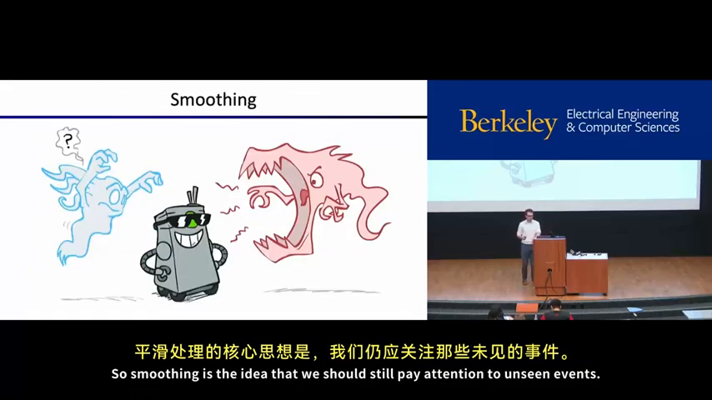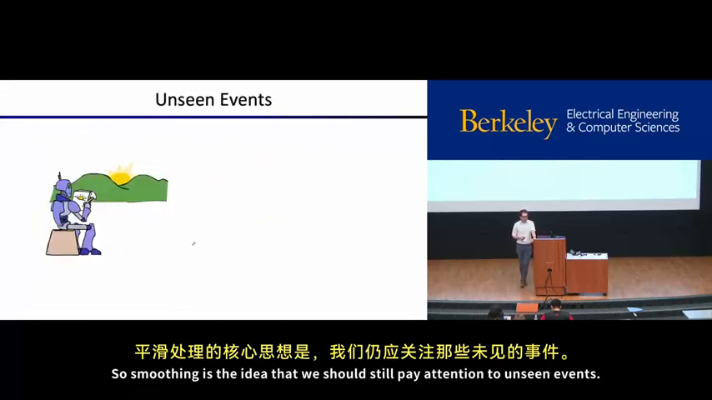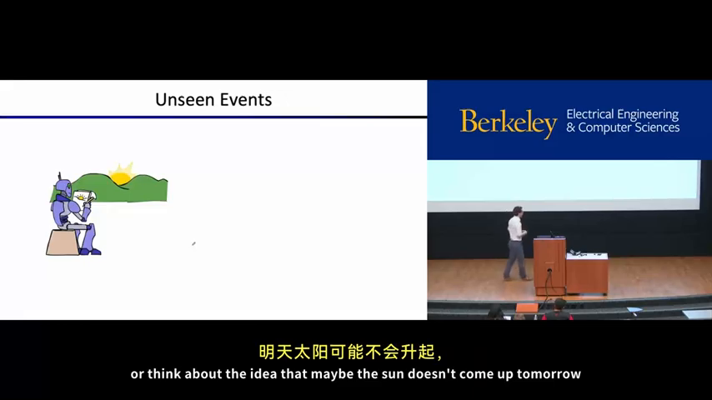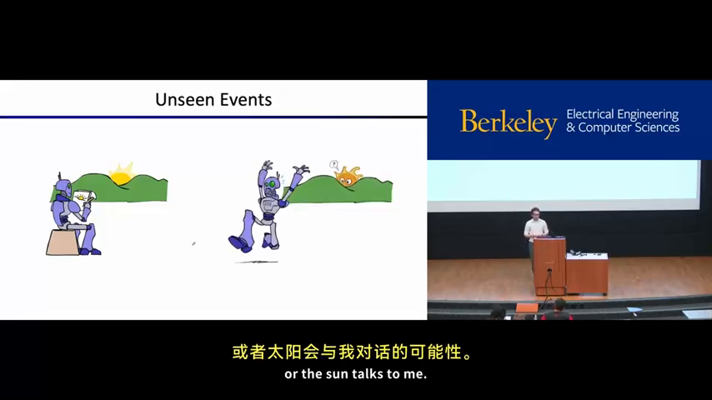So smoothing is the idea that we should still pay attention to unseen events. Like if I see the sun come up every day, I should still be able to think about the idea that maybe the sun doesn't come up tomorrow, right? Or like the sun talks to me. I don't know. That's a possible event.